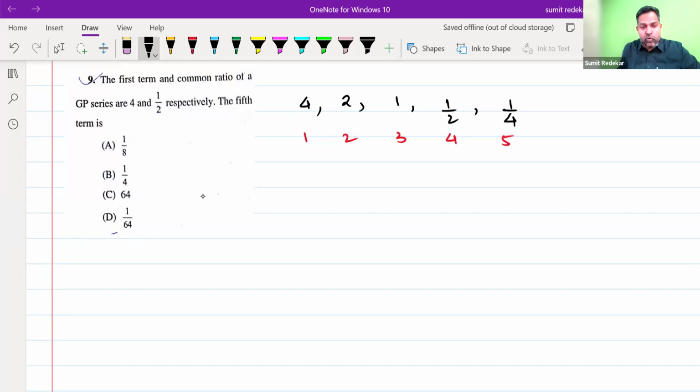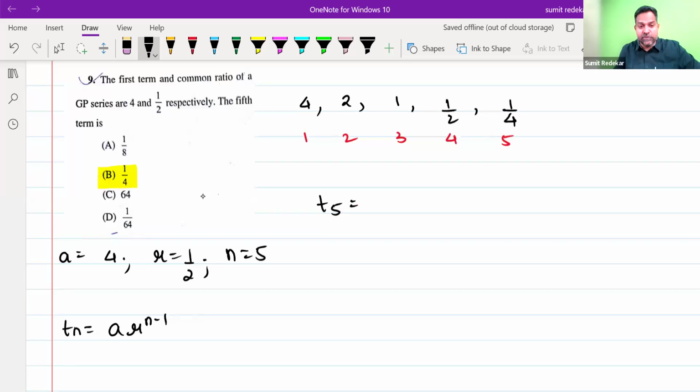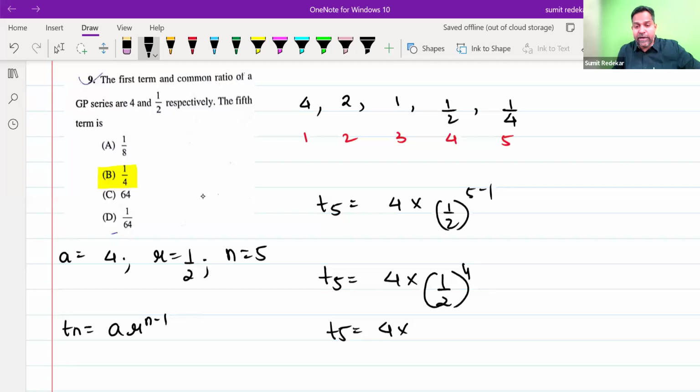If you wanted to solve it, you could say that A here is 4 and the common ratio is half. If you want the fifth term, the nth term of this progression is AR raised to n minus 1. The fifth term of this progression is 4 into half raised to 5 minus 1, which is 4 into half raised to 4. 4 into 1 raised to 4 is 1, 2 raised to 4 is 16, 4 ones are 4, 4 fours are 16. The fifth term of the progression is 1 by 4. Same answer.